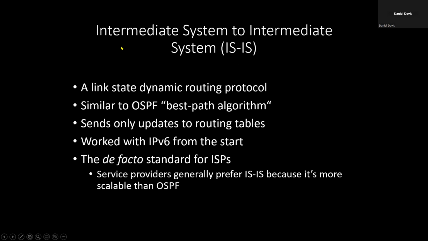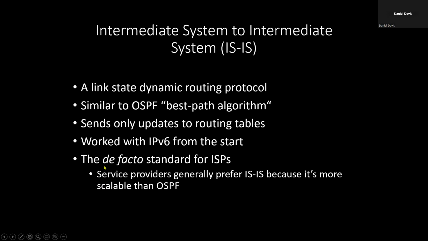The other link state routing protocol that we're going to talk about is ISIS, Intermediate System to Intermediate System. It's very similar to OSPF, and it has a best path algorithm where it uses a variety of metrics to try to calculate which route is going to be the best overall. It sends only updates to routing tables. So again, it's not constantly trying to update the entire routing table. It just checks for things that have changed once it's mapped the network. It works with IPv6 from the start. So again, both OSPF and ISIS currently support IPv6 and IPv4 in their current versions.